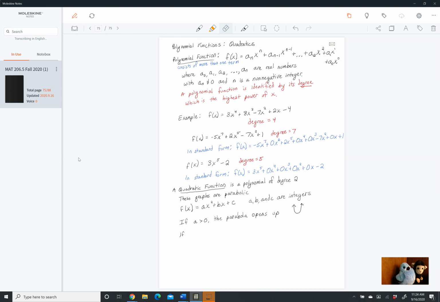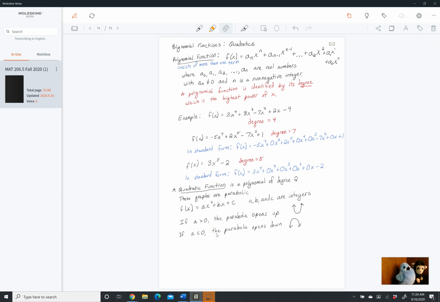And if a is less than 0, then the parabola is going to open down. So a parabola is similar to a U, but we discussed this when we were looking at domain. These ends just keep coming out. They don't go straight up, right? It wouldn't be a function if they went straight up in a vertical line. They keep going out, just slowly, okay?